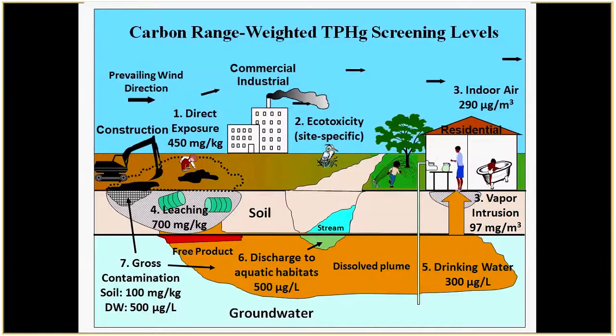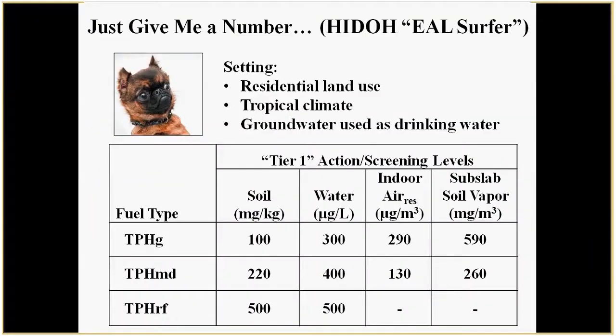So in the end, and back to me and consulting in the field, it's going to make you really bug-eyed. So just give me a number. This was the intent of what we call the HDOH EAL surfer. California has something similar called the ESL surfer, Environmental Screening Level surfer. And this was originally developed by a good friend of mine, Laurent Millier, with the California EPA.